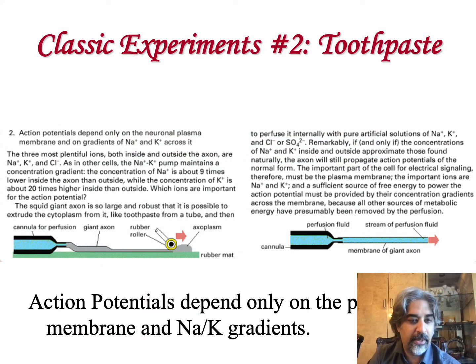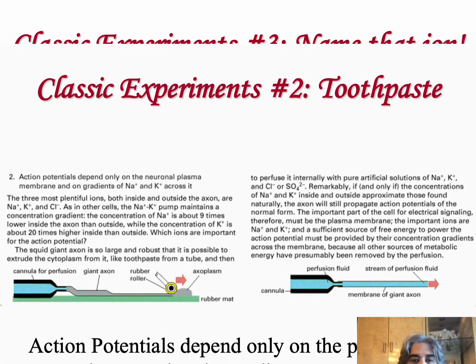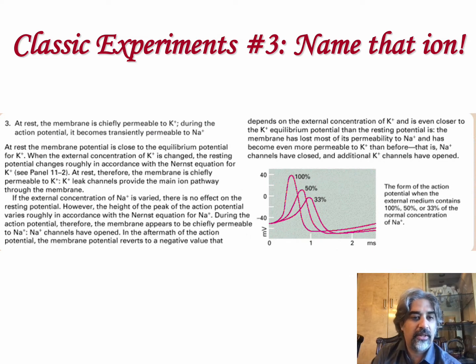I call this the toothpaste one. Basically, they squeeze out, roll out all the stuff that's inside the axon and fill it with whatever they wanted to. So you could just use sodium ions, or you could just use potassium ions, and then see how the membrane was behaving depending on this. So what they were able to find was at rest, the membrane is chiefly permeable to potassium, and during the action potential, it becomes transiently permeable to sodium.